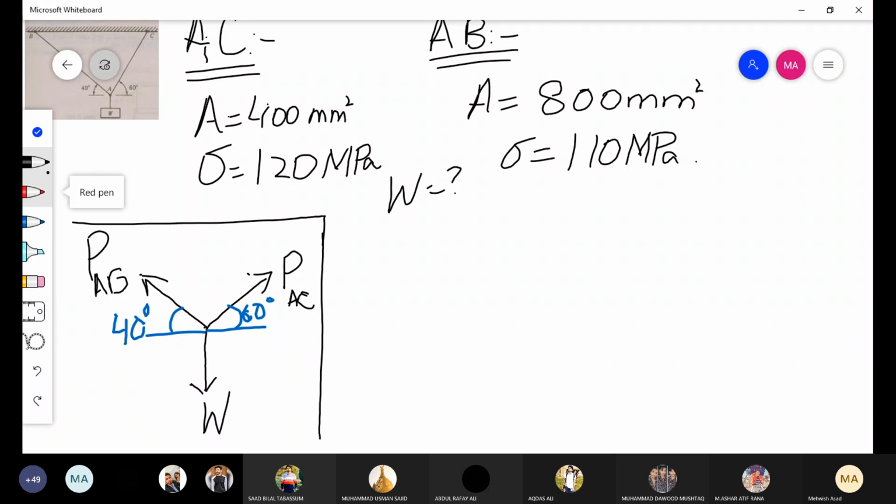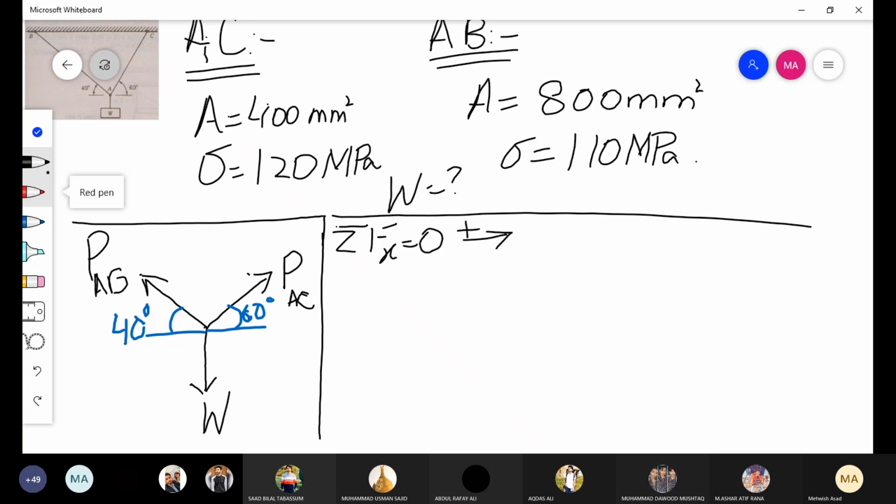So how many equations of equilibrium can we apply on this system? This is a concurrent force system. We can apply only two equations of equilibrium. Summation of all forces in x direction is equal to 0, considering all rightward forces as positive, and summation of all forces in y direction is equal to 0, considering all upward forces as positive. Moment equation is not applicable here. This is a concurrent force system.